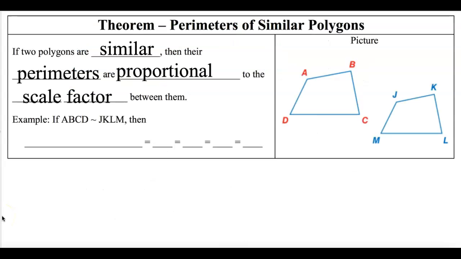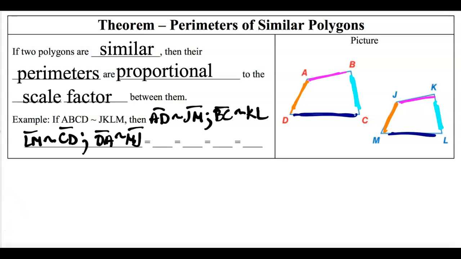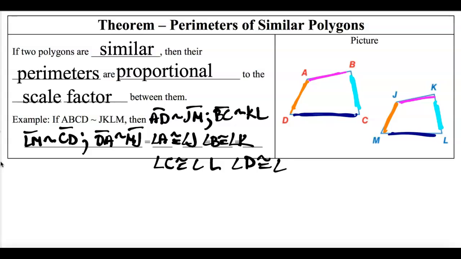All right, perimeters of similar figures, so we're going to take a look at this problem. Okay, so I've color coded and done some equivalent statements with the sides. The last thing would be to talk about the angles. So angle A is going to be congruent to angle J. Angle B is going to be congruent to angle K. Angle C is going to be congruent to angle L. And lastly, angle D is going to be congruent to angle M.